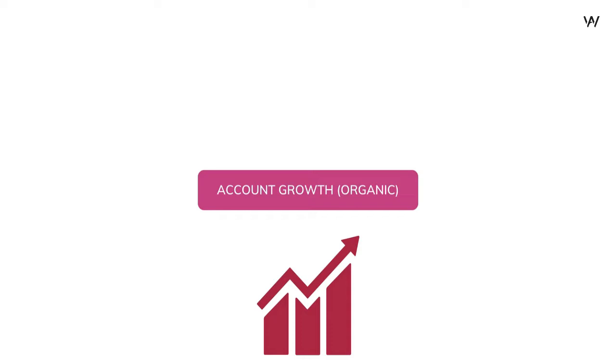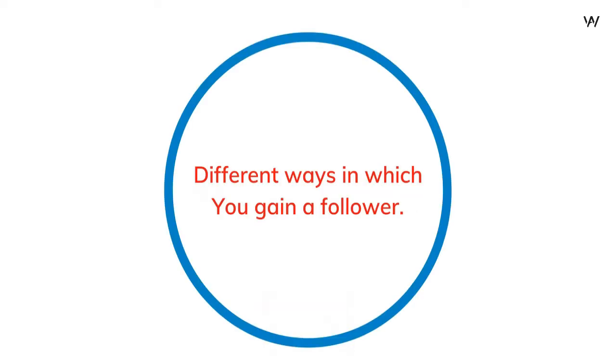To begin with, in order to grow your Instagram account, the first thing that you should understand is the different ways in which you are going to gain a follower. After identifying the different ways in which you gain a follower, we will be creating our strategies of growth around these ways. You can see that I've put a blue circle around the different ways in which you gain a follower. That blue circle symbolizes that we have to create our strategies around the different ways in which you're going to gain a follower, because that is the best place where you can grow your Instagram account.